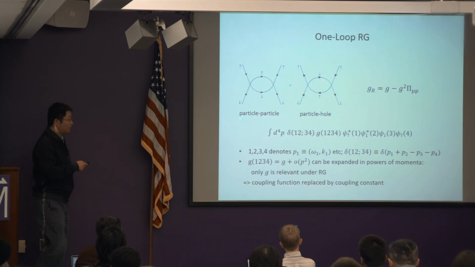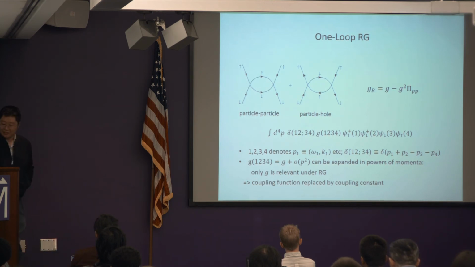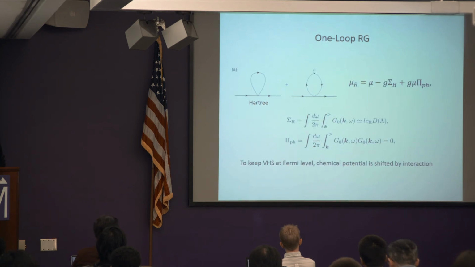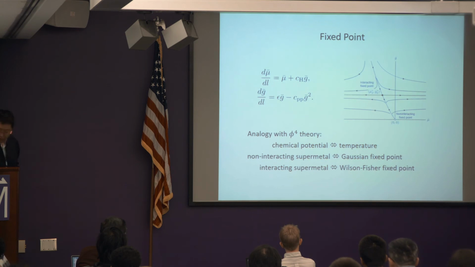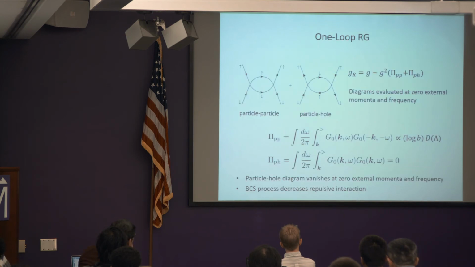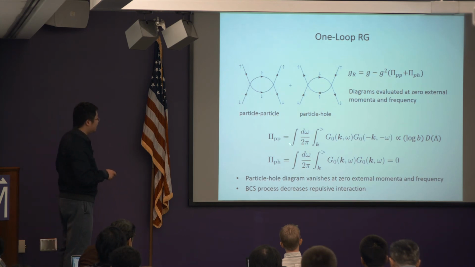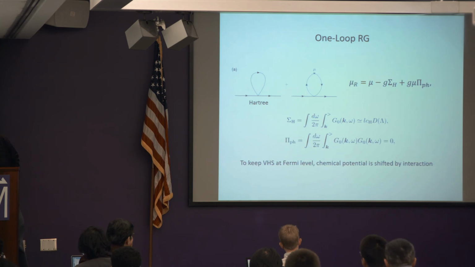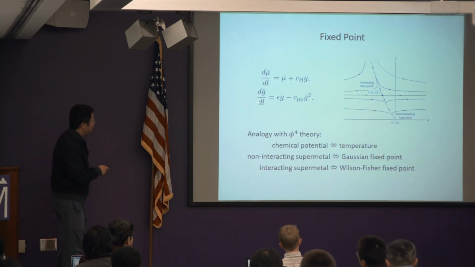Essentially, what this is saying is that all we need is to look at the vicinity of this Van Hove singularity. So the final result is the following: of the two contributions to the renormalization of the interactions, the particle-particle channel gives you a finite contribution, and what this is saying is that there's this BCS process, which basically decreases repulsive interactions. So the final result is shown here.